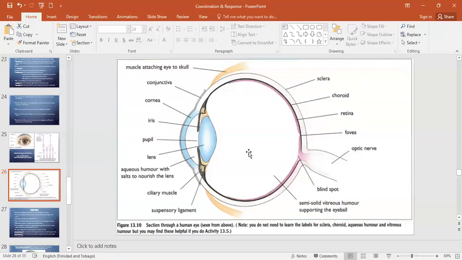Here's your blind spot. If light falls here, you will not get any electrical impulses sent to the brain, so you won't see anything if light falls on your blind spot. Here's where your optic nerve is. Your fovea is this little pit found in the retina. Light has to reach this area, because here's where you have your cones and rods tightly packed together. Your lens is responsible for bending the light to reach here, so that you'll be able to see. And this is your retina as well.